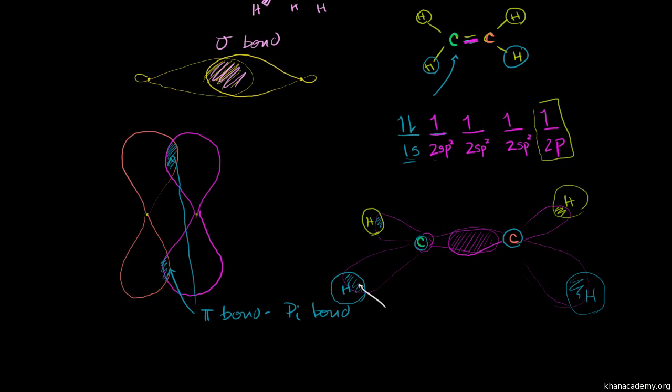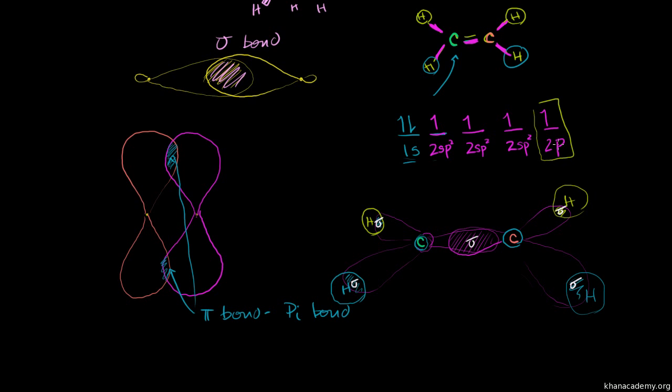So I could just put sigma bond there, sigma bond there, sigma bond there, sigma, sigma. So far I have drawn this bond, this bond, this bond, this bond, and this bond. All of those are sigma bonds.